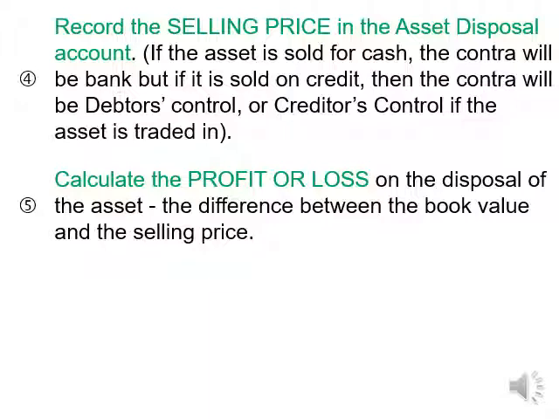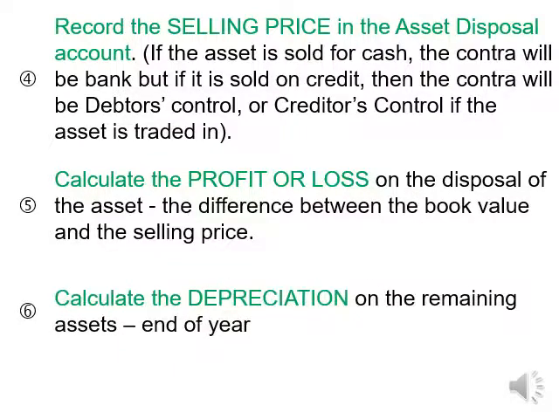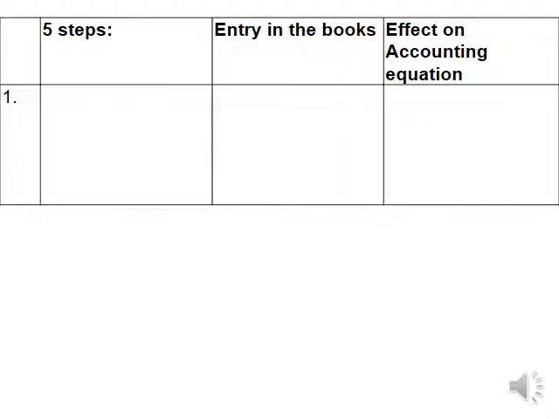If the selling price is more than the book value, we have made a profit. If the selling price is less than the book value, we have made a loss. And then step number 6 is to calculate depreciation on the remaining assets at the end of the year. That is the assets that we had minus the asset that we have disposed of. So let's look at the entries that need to take place.